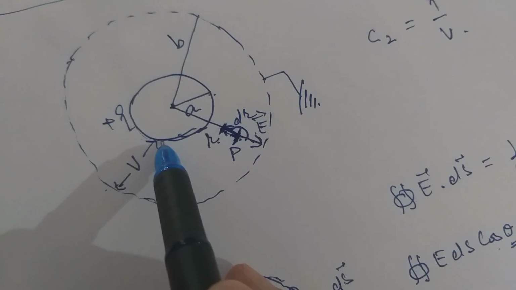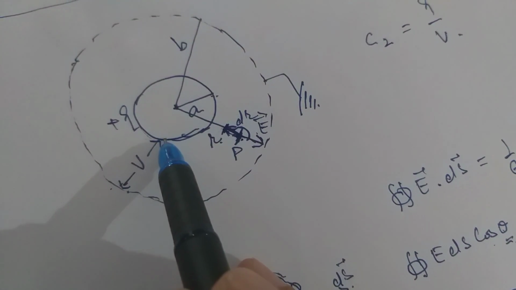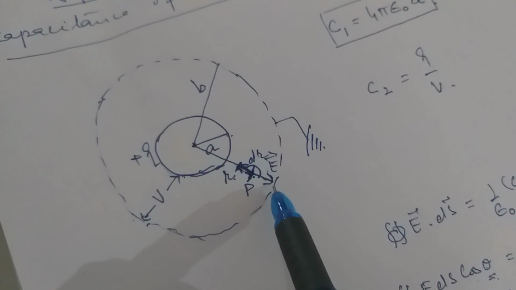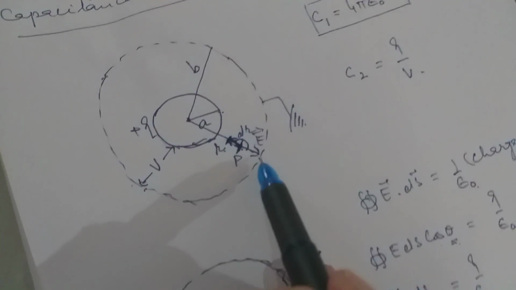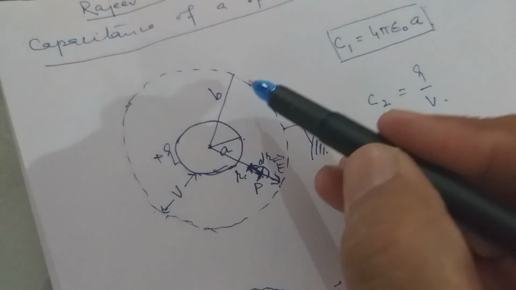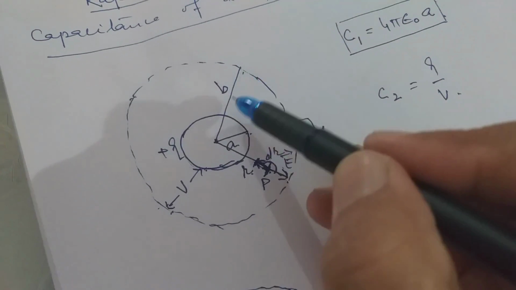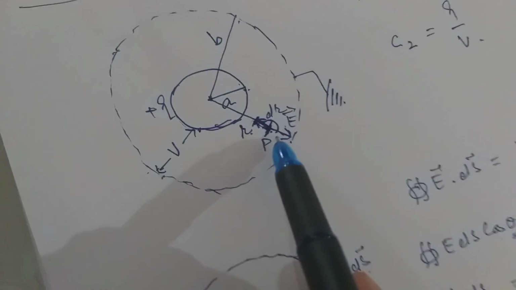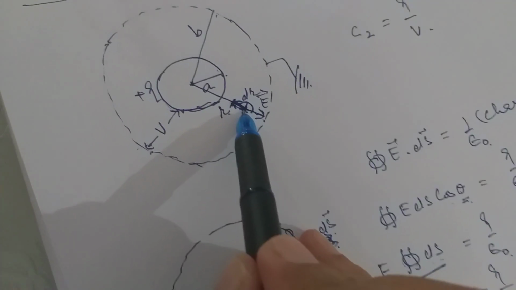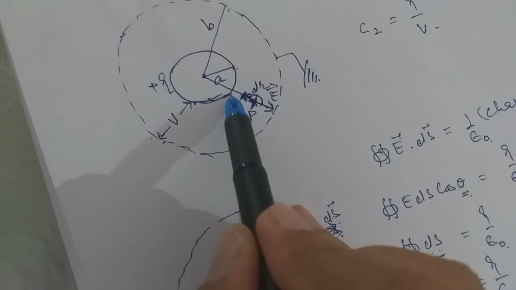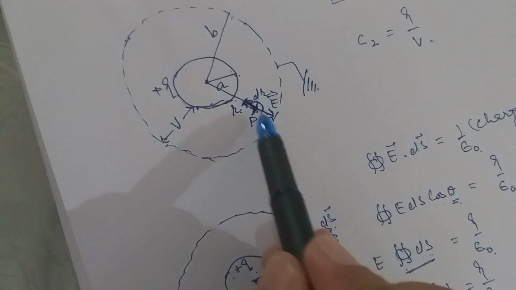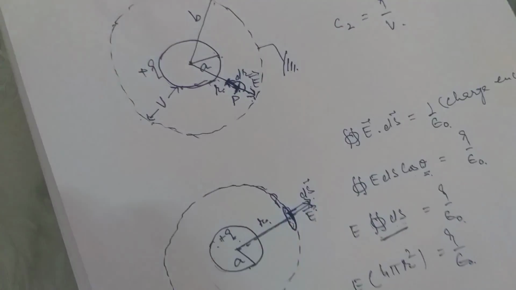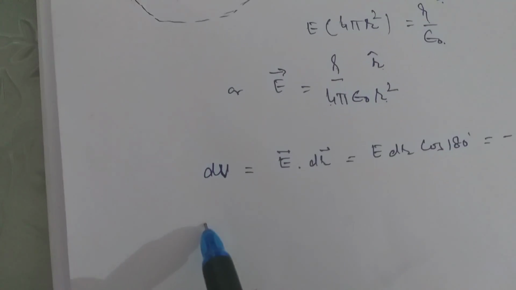And the total potential difference between the two spherical conductors is the total work done in taking the unit positive test charge from the outer sphere to the surface of the inner sphere. That is, in moving the unit positive test charge against the field E from the outer sphere of radius B to the inner sphere of radius A. So what is the total potential difference V?